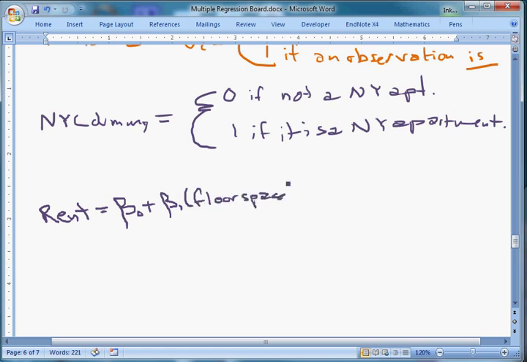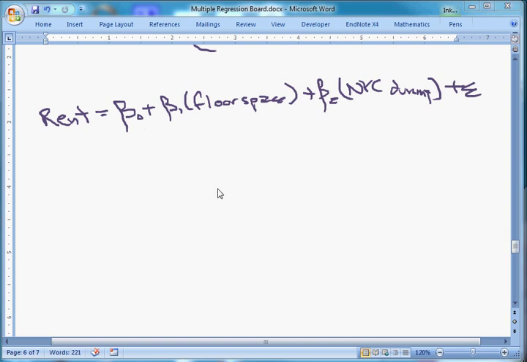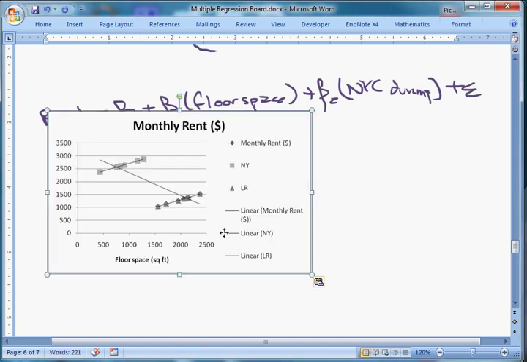But now we're going to add our dummy variable plus beta 2 times NYC dummy plus epsilon. And this is a different model, right? Now we're incorporating the fact that we have the city, that these come from different cities, into our model. When we run the regression to estimate this model, we'll get something different. Okay, this is what the new model looks like, including the old line in there.